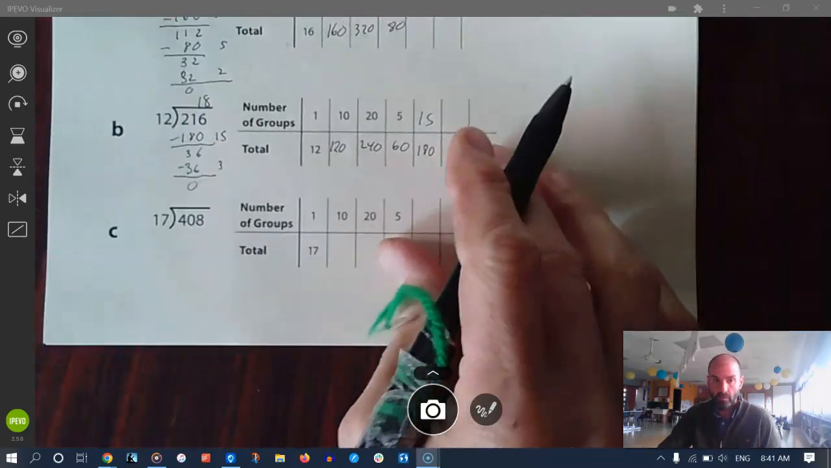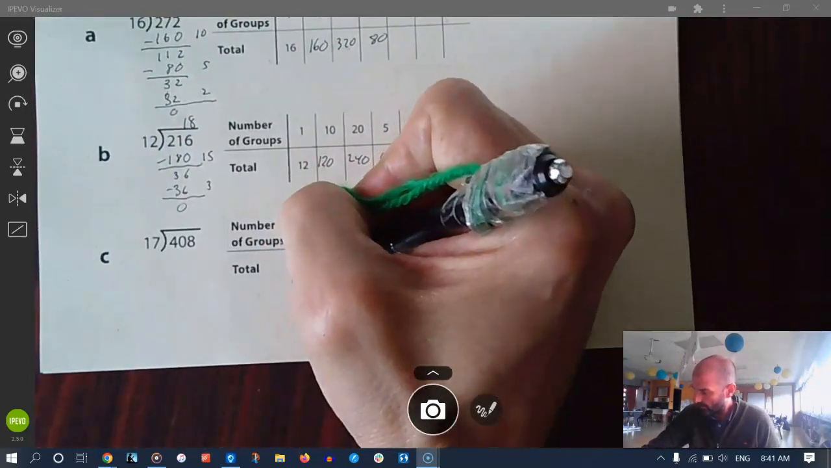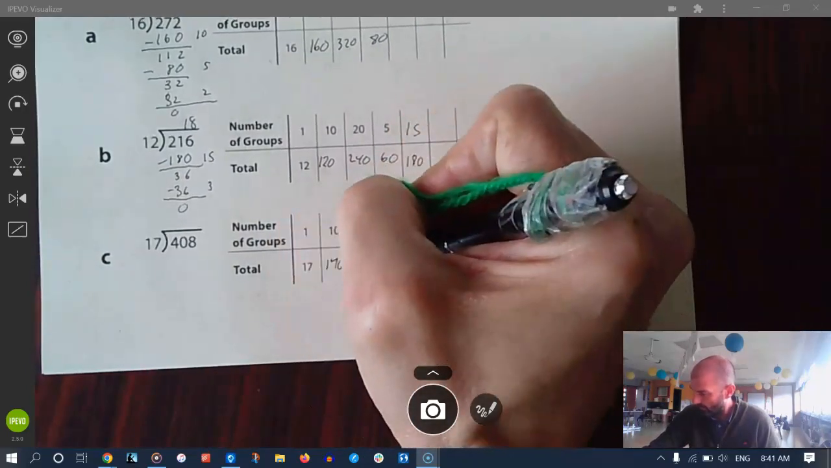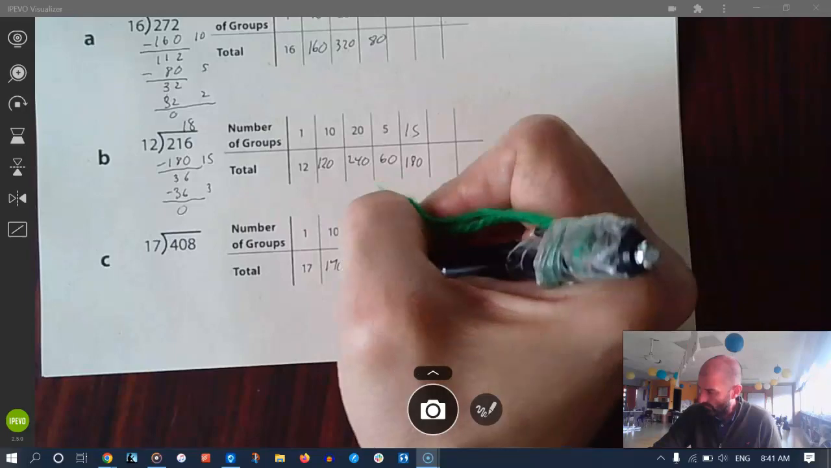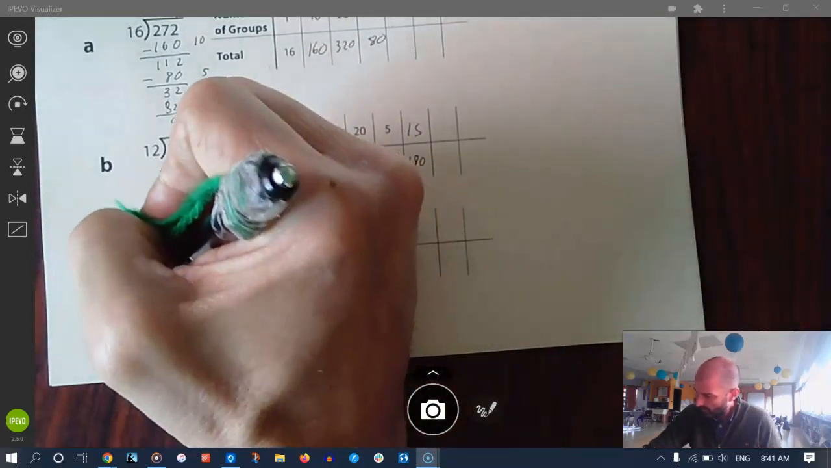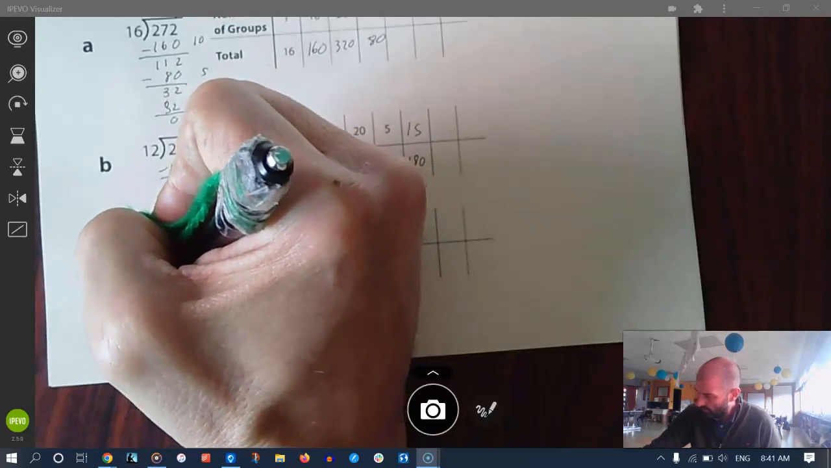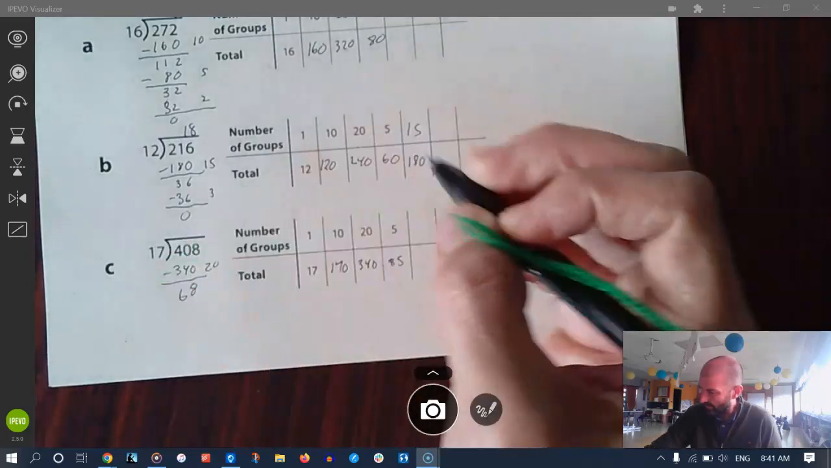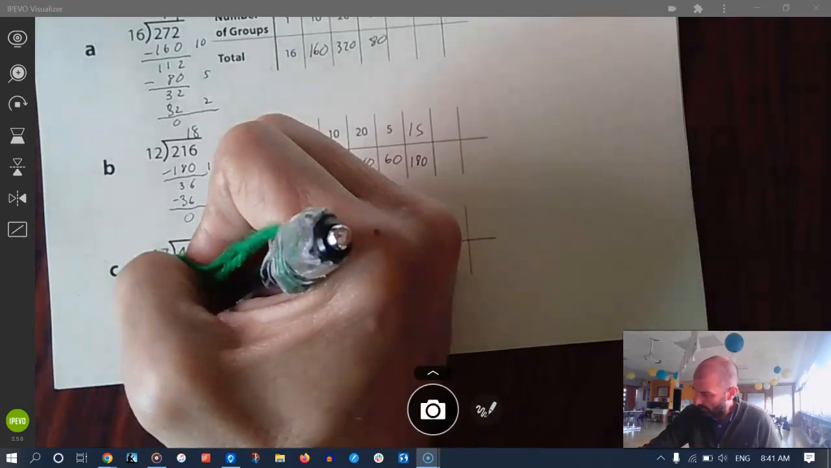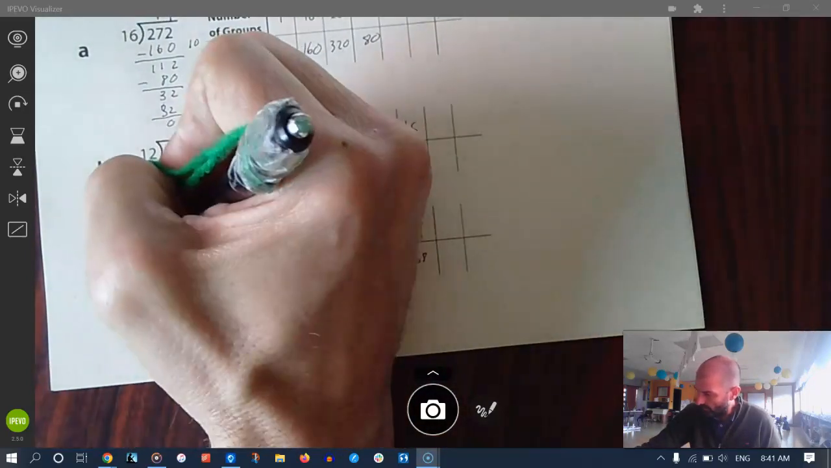And we have 408 divided by 17, 170, 340, and half of 170 is 85. So I'm going to use that 340 here. That is 20 groups of 17. And then I do my subtraction. To get 68, that's going to be 4 groups, right? Because that's 1 group less, yeah. And that gets me to 0, so this is 24.